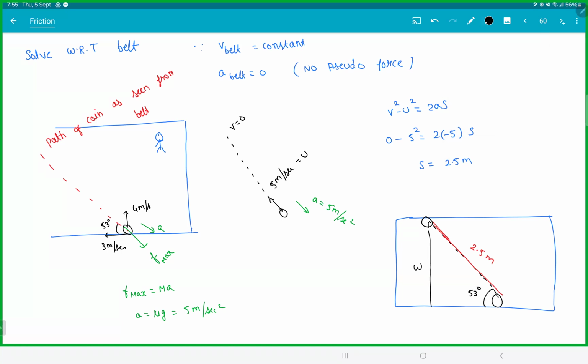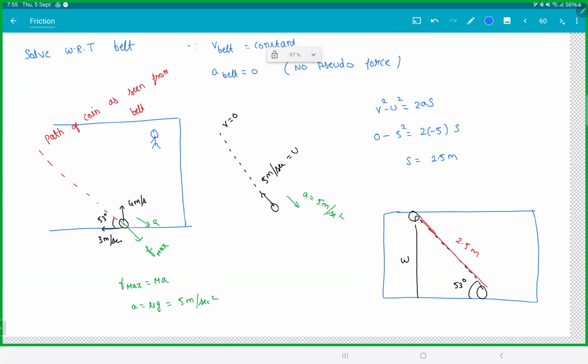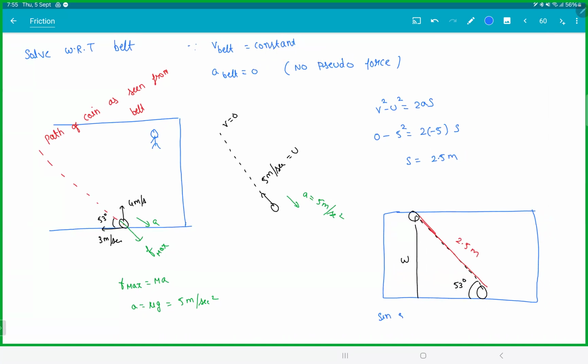So sine 53 will be width by 2.5. Sine 53 is how much? 4/5. So the width is 2 meters.